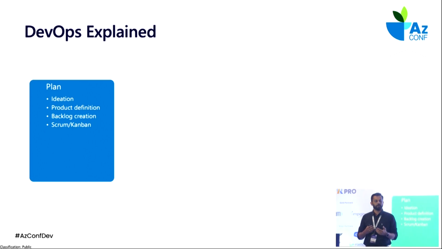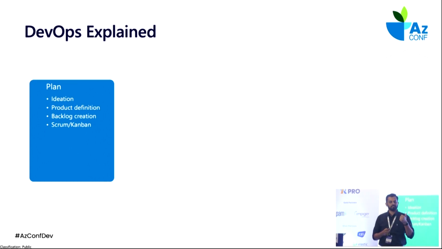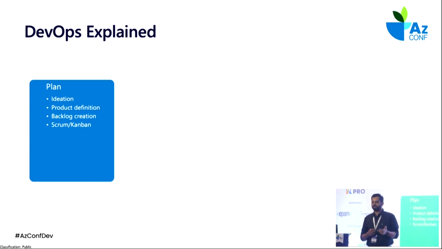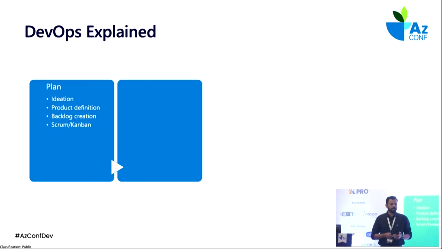So these are some of the different methodologies which we can use to do our planning and then prioritizing the work, etc., right? So yeah, the key thing is when you talk about planning, it's all about the ideation phase and then your product definition phase and creating your backlogs and then defining any of your processes, right? And next is your development phase.